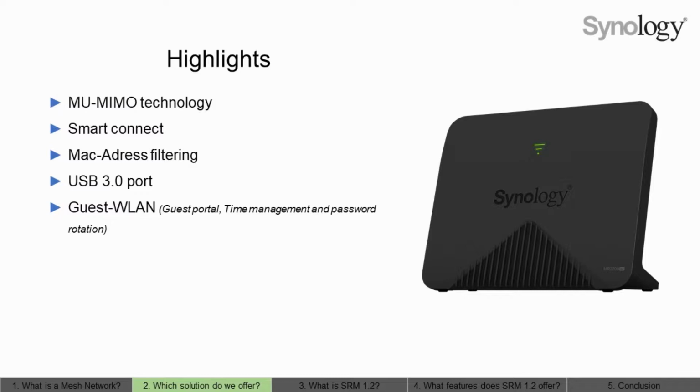Some additional highlights that are worth mentioning are the MU-MIMO technology that our router uses. Basically, this means multi-user, multiple input, multiple output technology, which enables a wireless router to communicate with multiple devices simultaneously. This means that if you have a number of phones or a number of laptops connected to your router, it will be able to communicate with all of these devices simultaneously, which in effect reduces the time that each device has to wait for the signal and significantly increases the speed of your network.